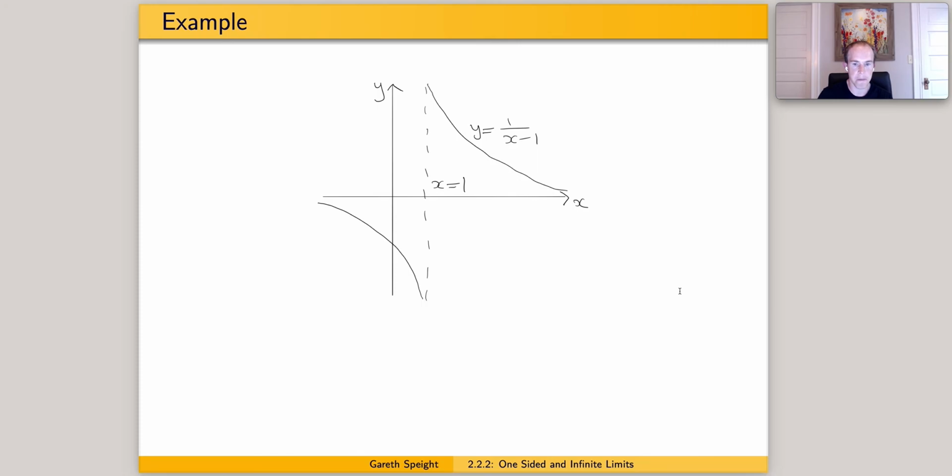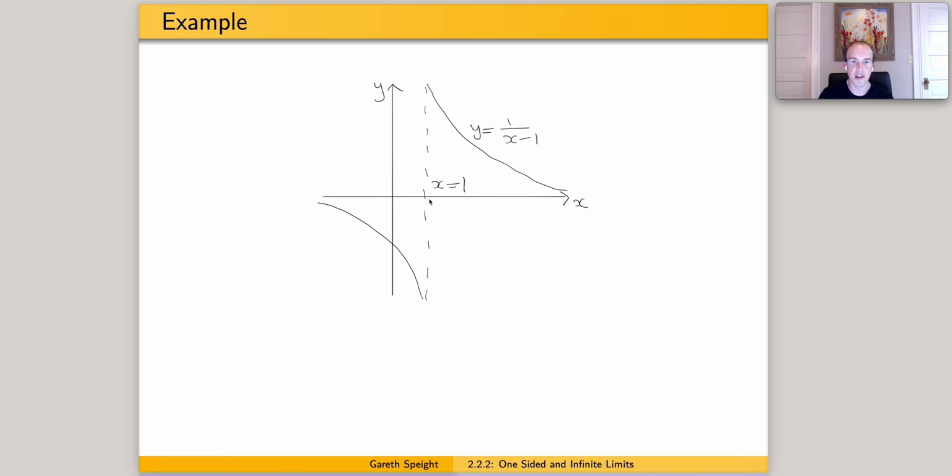For instance, here's a simple example: if we look at y equals 1 over x minus 1, and take the limit at 1, think about what happens on either side of 1. One way to think about it is it's a shifted version of 1 over x. Or if you just want to argue from first principles, if I take x a little bit bigger than 1, x minus 1 is going to be a little bit bigger than 0. I have 1 over a number that's a little bit bigger than 0, so I'm going to get something very large. And then the opposite for x less than 1.